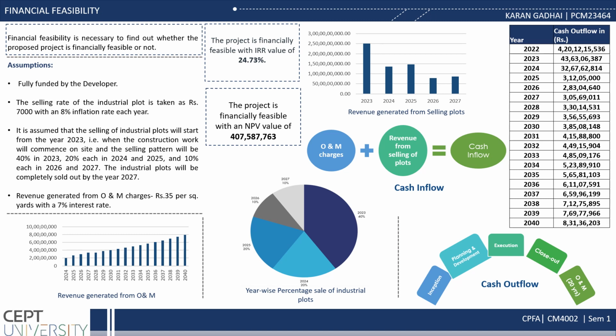Then comes the net present value. The net present value is coming as 40 crores 75 lakhs 87,763. The net present value is a financial metric used to evaluate profitability of an investment. It calculates the present value of expected cash inflows and outflows over time, discounted at a specified rate. A positive NPV suggests that the investment is expected to generate value, while a negative NPV indicates potential losses. NPV considers the time value of money, reflecting that a rupee today is worth more than a rupee in the future.